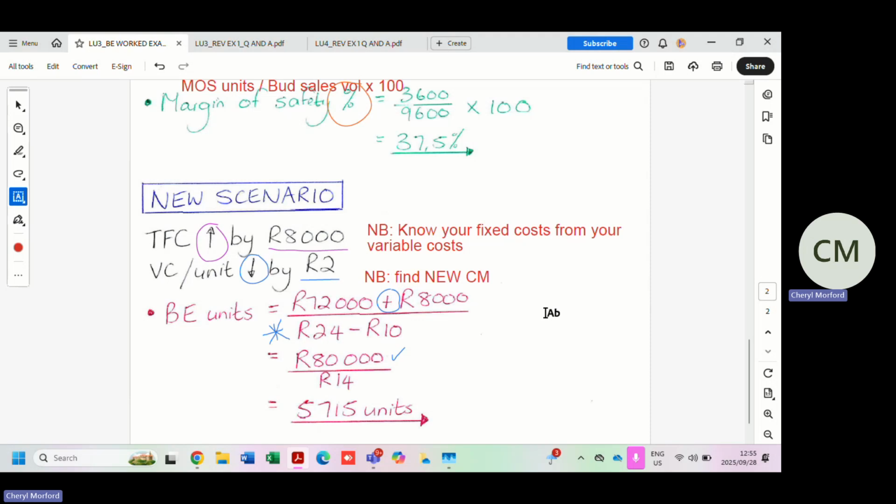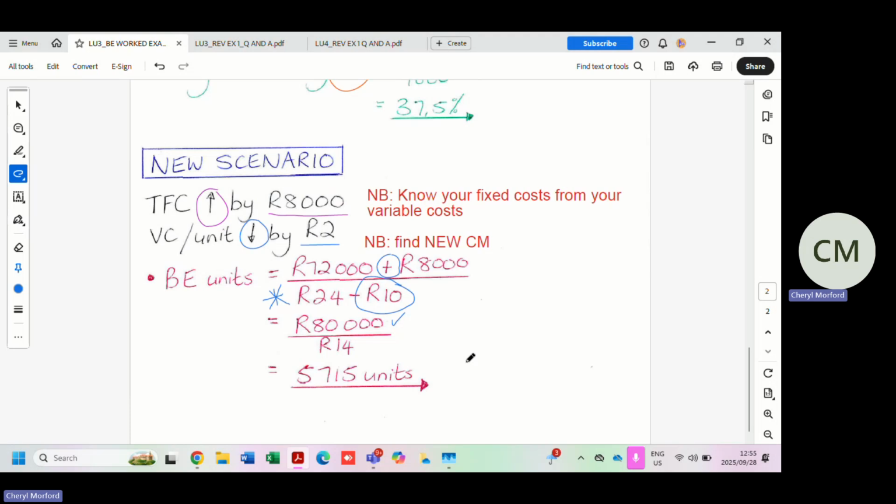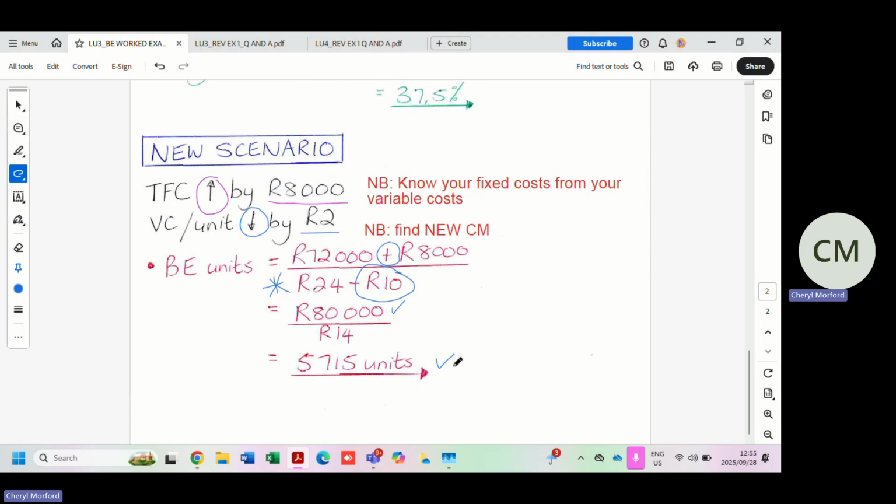Any change in either selling price per unit or variable cost per unit is going to change your contribution. So if you're needing to work out break even, best you go straight away and find your new contribution, which in this case is going to be the same selling price of 24 Rand, but instead of minusing variable cost of 12, we're going to make it only 10 because it's reduced by 2. That is then going to give me 5,715 units. And that's that.